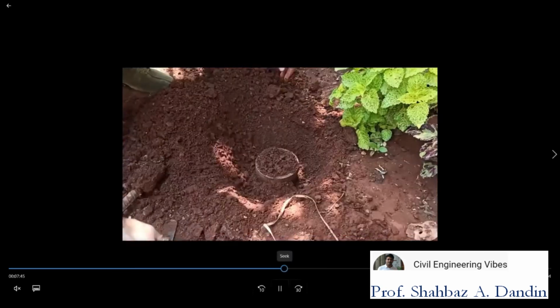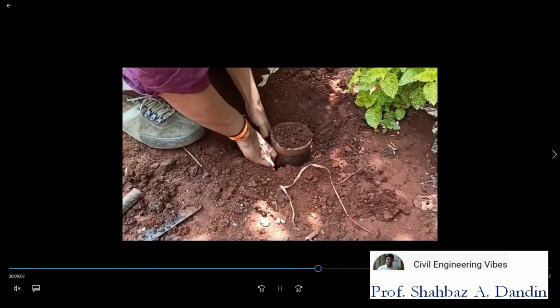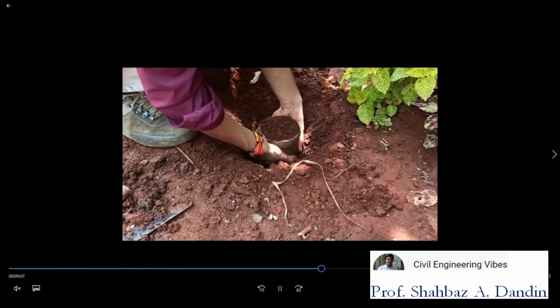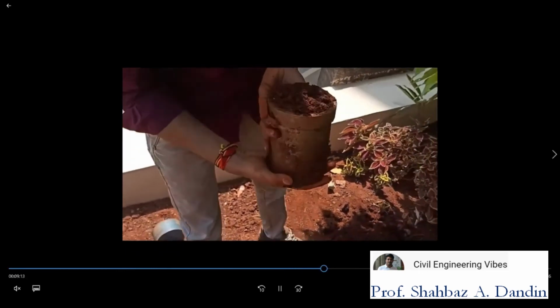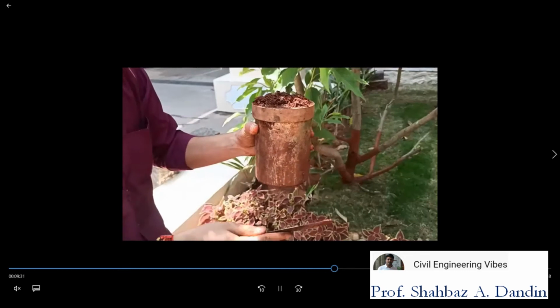Now, once we excavate completely, then try to lift it up. Kindly make sure that the disturbance should be negligible. Now, just lift it up and then pack this sample completely in the polythene bag, and we have to take it to the laboratory.